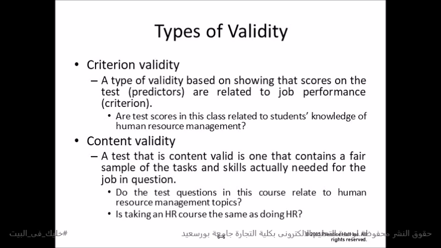For example, if I want to test the HR skills of a specific candidate, I cannot ask him about marketing capabilities and duties, because asking HR applicants about marketing skills will not give you the right answer regarding whether the HR applicant has potential success as an HR specialist.